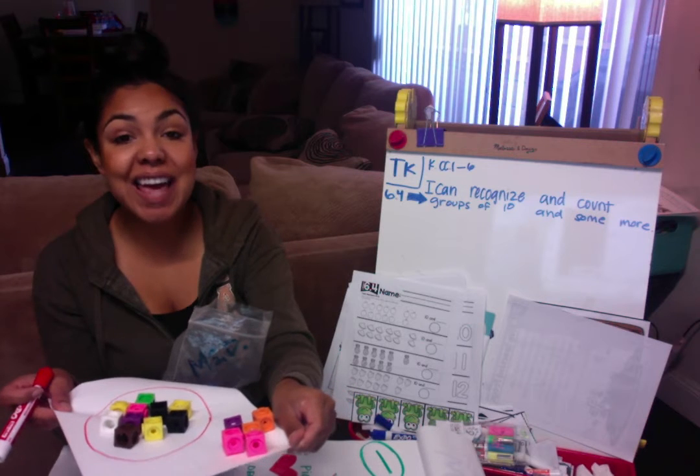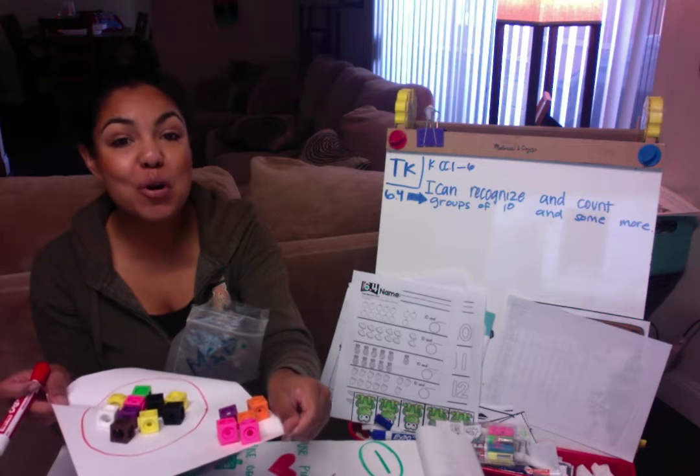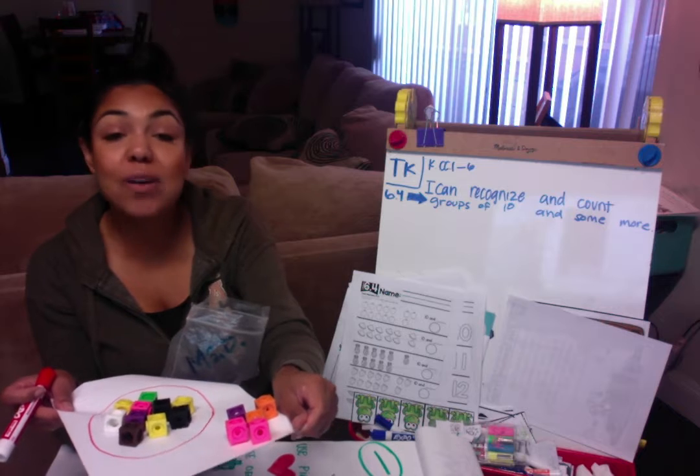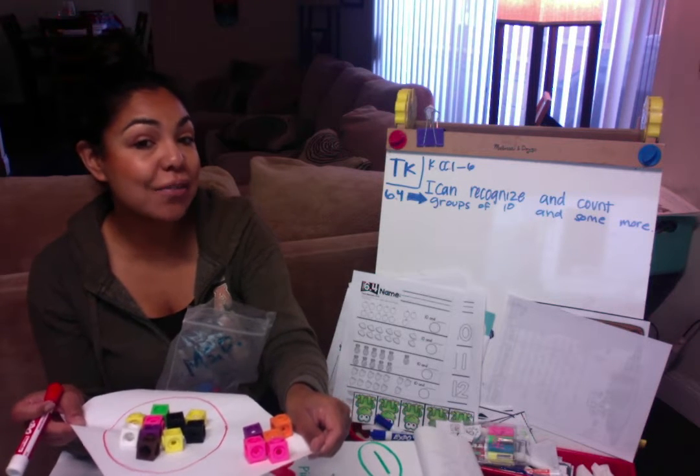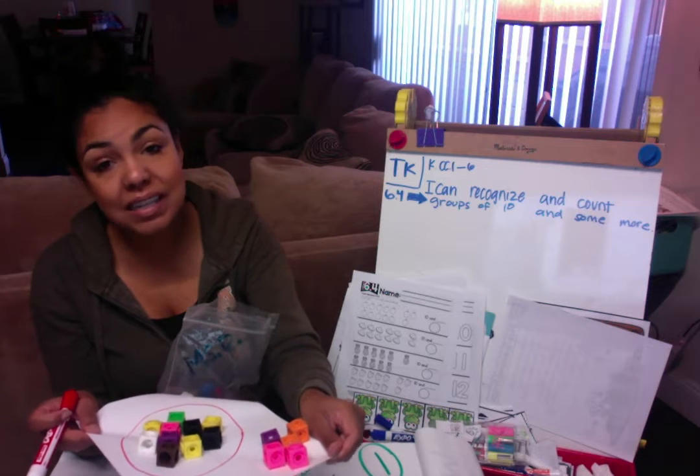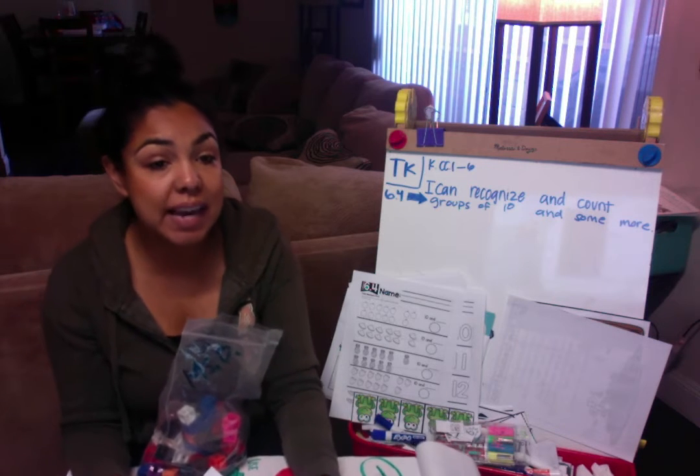Good. I already have 10 and 5 more. Good. So I don't want to put them together because I already know that inside of my circle I have 10 and I don't want to mix it up. So I'm going to leave them outside on the side, okay?